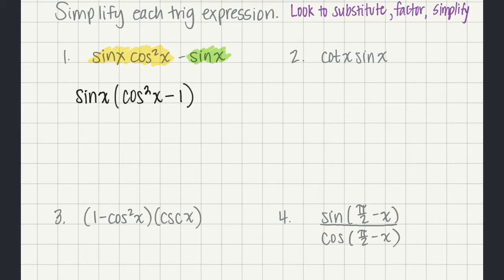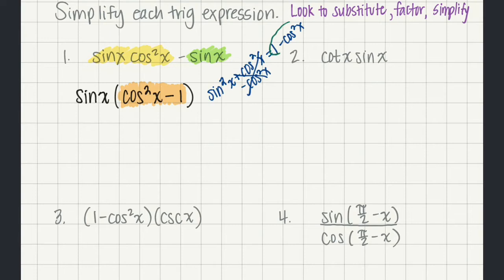Now, cosine squared of x minus 1, and this might be a flashcard that you make in addition to some of the other Pythagorean identities, is related to a Pythagorean identity. The Pythagorean identity that it's related to is sine squared of x plus cosine squared of x equals 1. Now if I subtract cosine squared of x from both sides, you can see that sine squared of x is equal to 1 minus cosine squared of x.